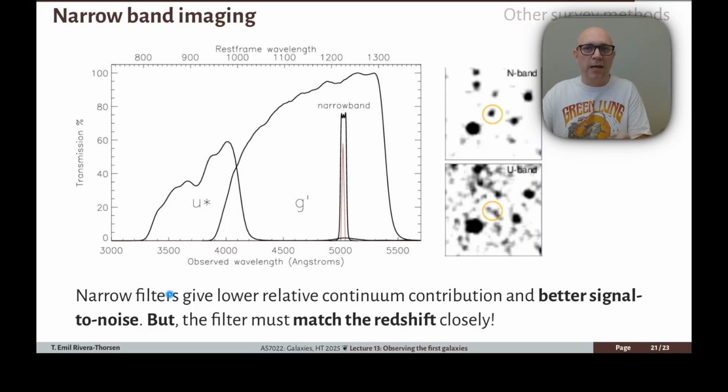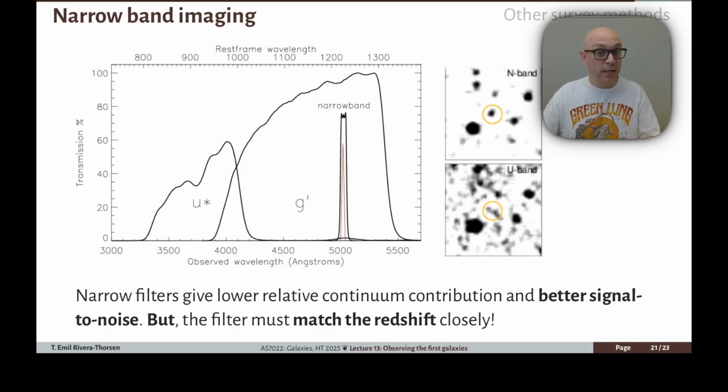It's getting really high confidence detections and very precise redshift determination, but the filter needs to match the redshift of the Lyman alpha line very closely. It can only find Lyman alpha lines in a very narrow range of redshifts. But again, if you have a large array or a large battery of narrowband filters, then you can still, over multiple observations, build up a rather impressive catalog of emission line galaxies that way.